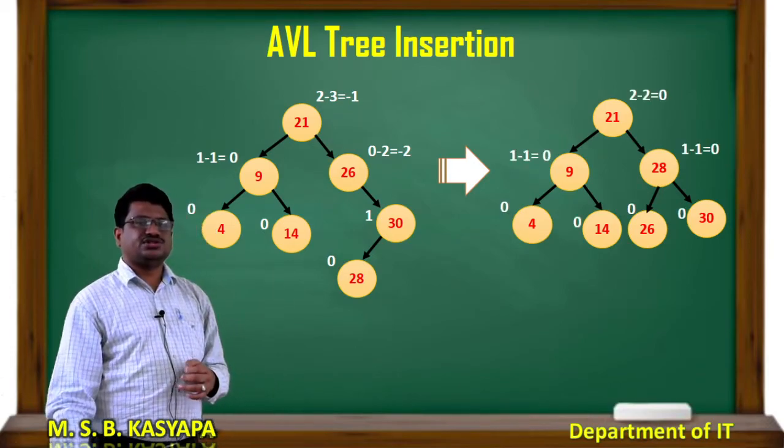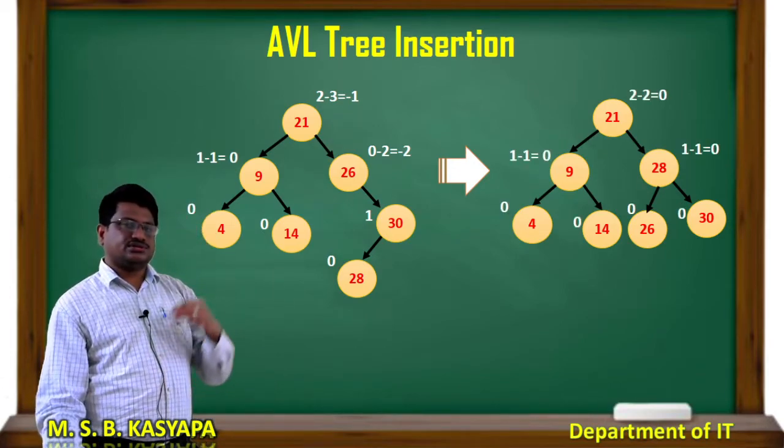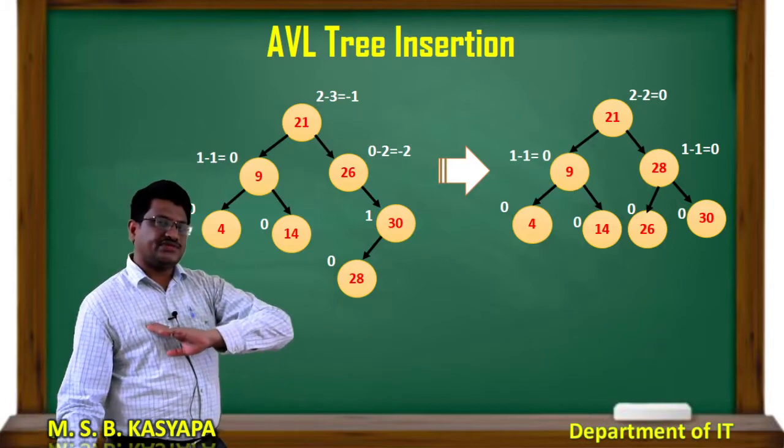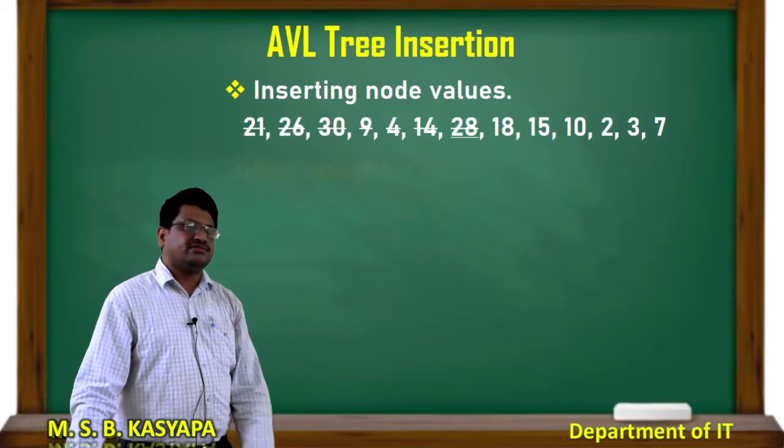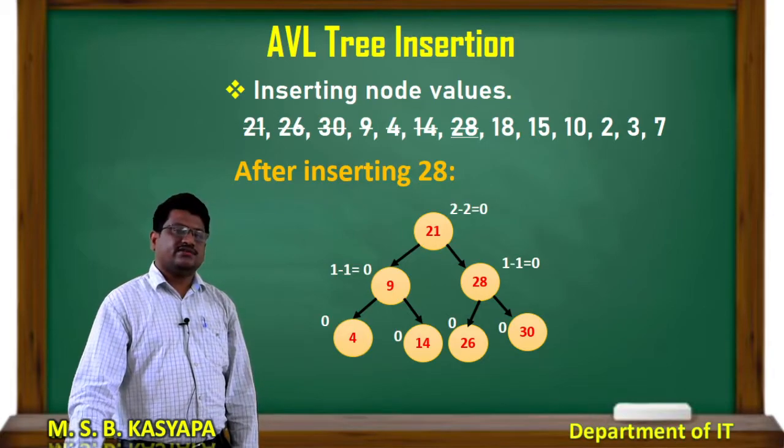If you see the values, 0, 0, 0, 0, 0, 0. Okay. All the balance factors are 0. That means it is an AVL tree.